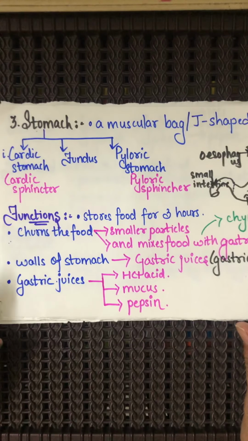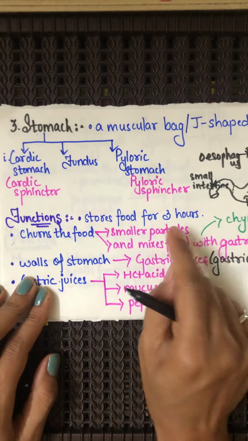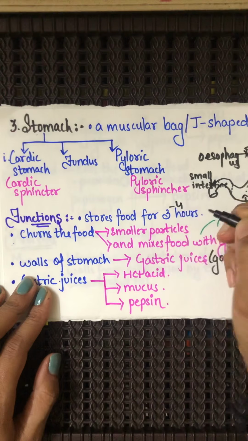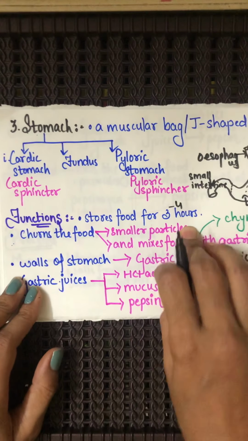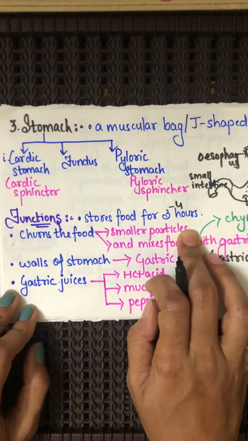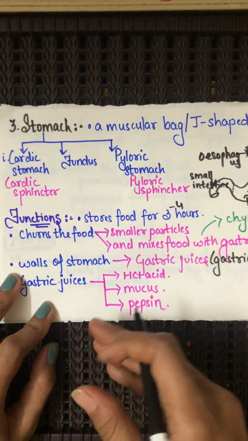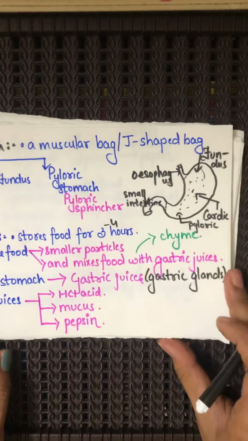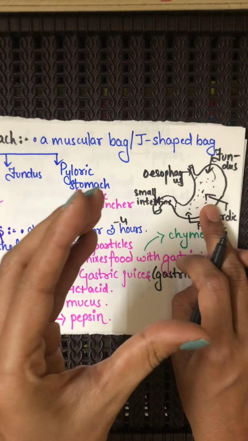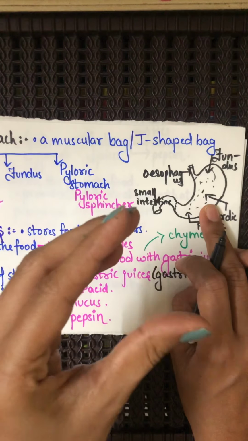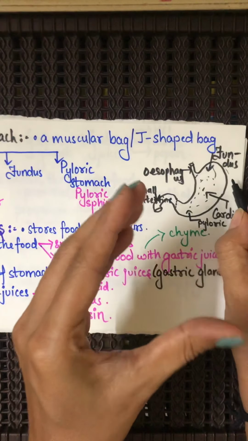Talking about the functions of the stomach, it stores the food for almost 3 to 4 hours. Yes. Now, what is the next thing that the stomach does? What is the next function? It churns the food. Churning, that is mixing the food. It also performs the peristaltic movement. Peristaltic movement as in continuous contraction, relaxation, contraction, relaxation. The walls of the stomach also do contraction and relaxation.